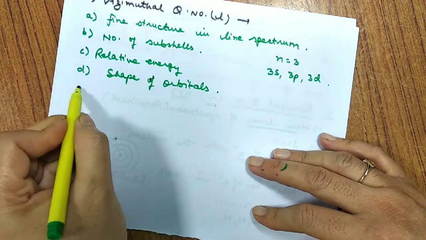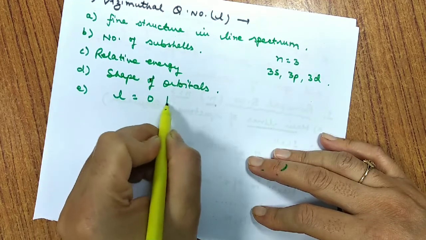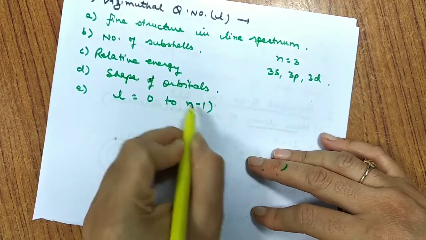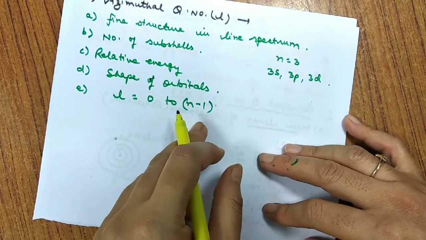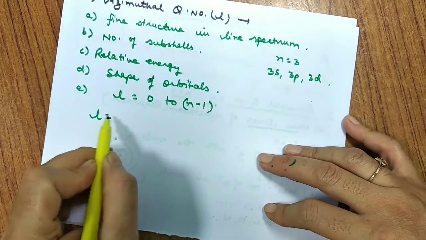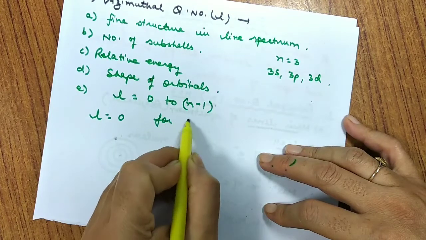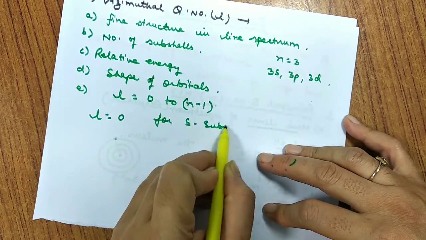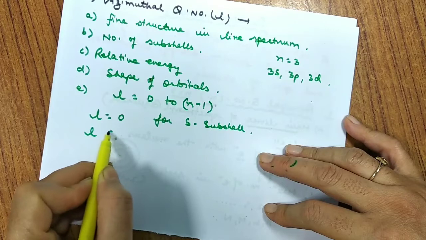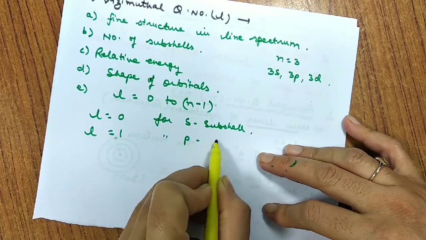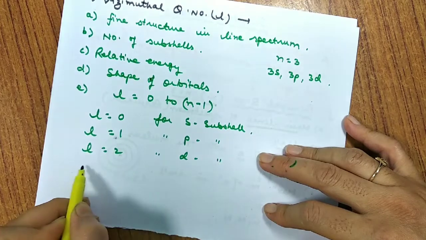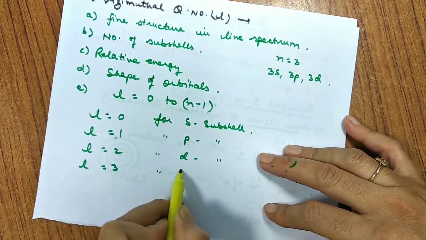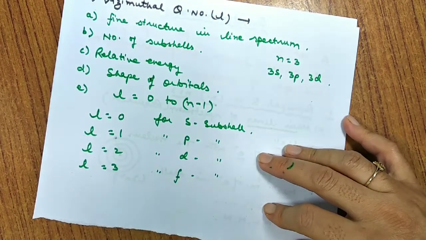Its value always ranges from 0 to n minus 1. That means if n equals 3, then l can be 0, 1 or 2. What does it represent? l equals 0 is for the s subshell. We write l equals 1 for the p subshell. We write l equals 2 for the d subshell. And we write l equals 3 for the f subshell, and so on.